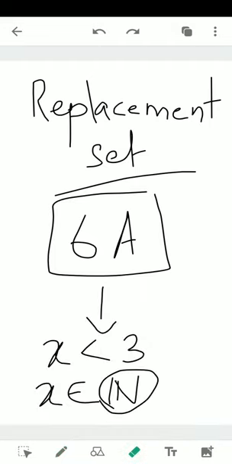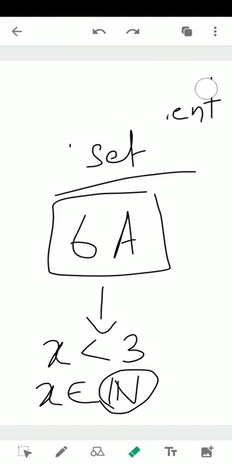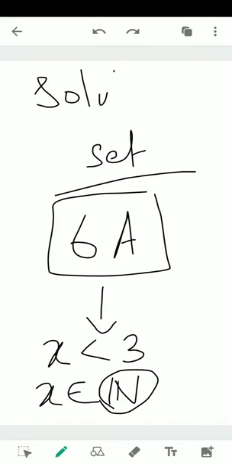Now let me introduce one more term. That is solution set, or it is also called truth set. Now out of 6A, if I found out that only one student out of this set was having height of more than 150 centimeter, and that person's name was, say, Pratyaksh.